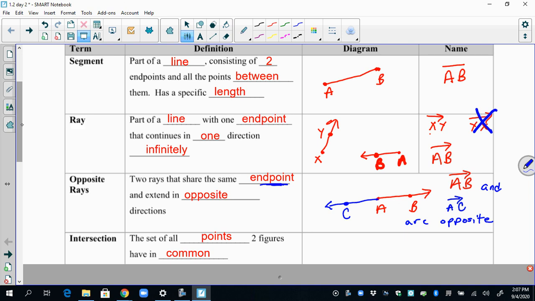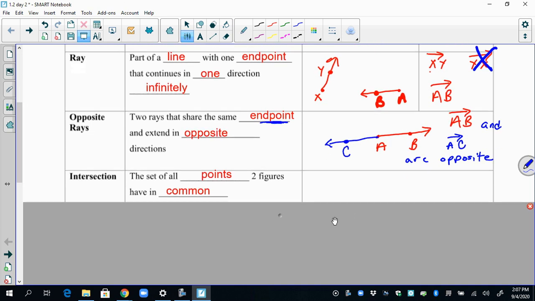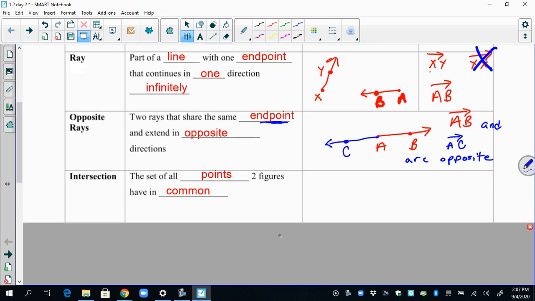The intersection in geometry of two objects is all the points they have in common. So a very simple example would be if you have two lines that cross. What do they have in common? Well, it would be this point right here. That would be the point of intersection.